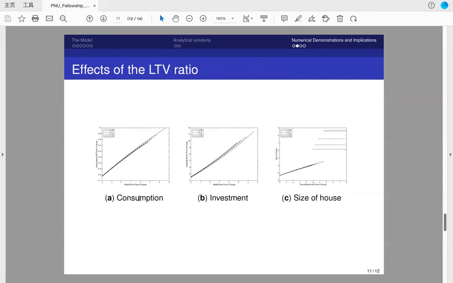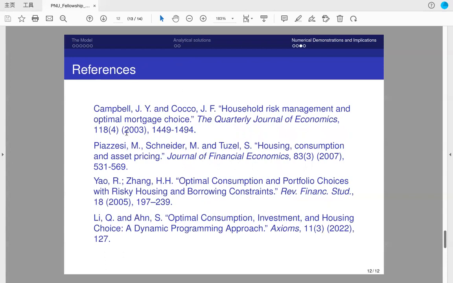From these figures, we can see a larger LTV ratio will result in more consumption, less investment, and a larger purchased house. At the same time, the agent will also delay the time to buy a house with a larger LTV ratio.